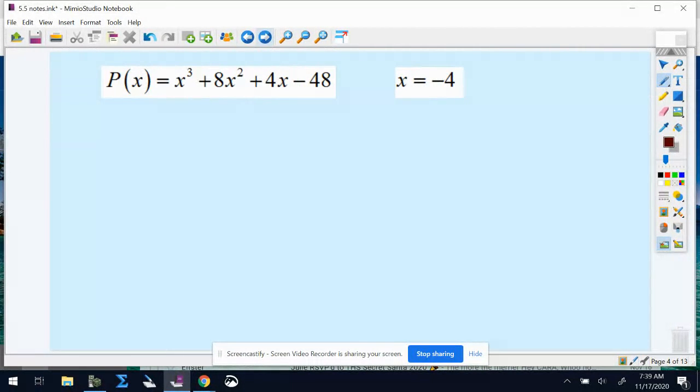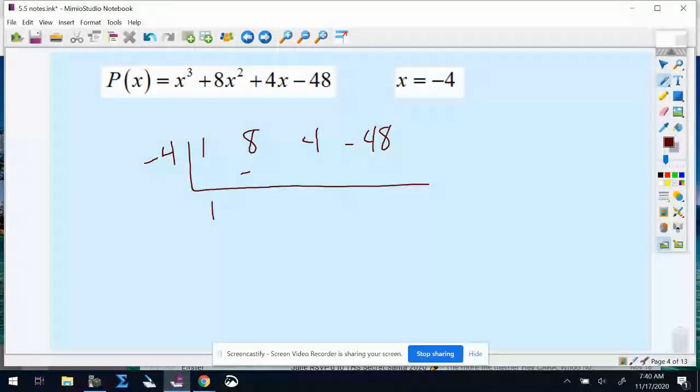Look at something like this, same thing. It wants you to prove that -4 is a root. So we're going to put 1, 8, 4, and -48. Put -4 outside, drop down the 1, multiply, add, multiply, add, multiply, add. So again, this proves it. So let's take it a step further.